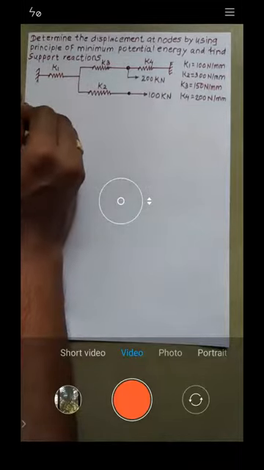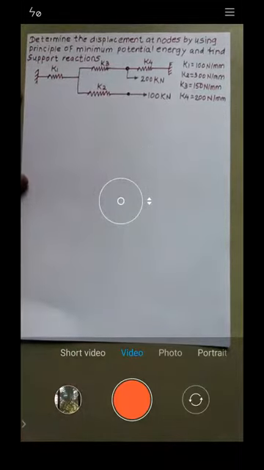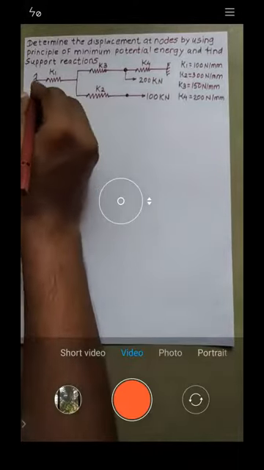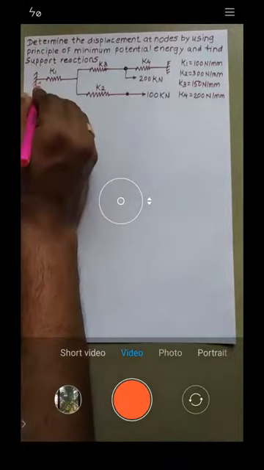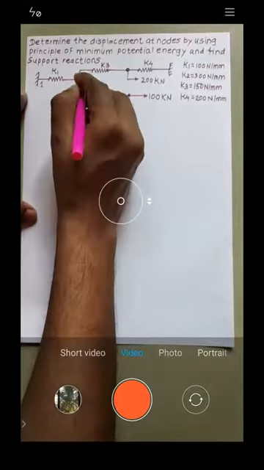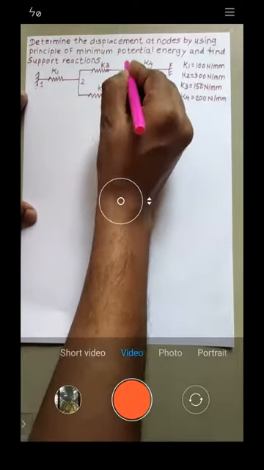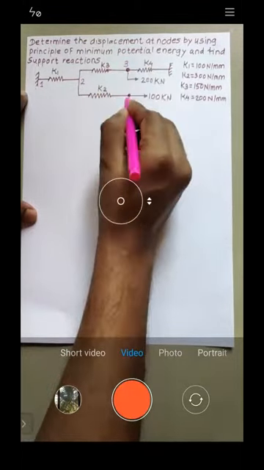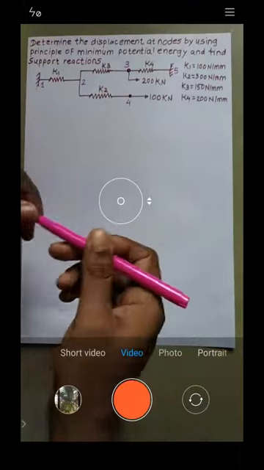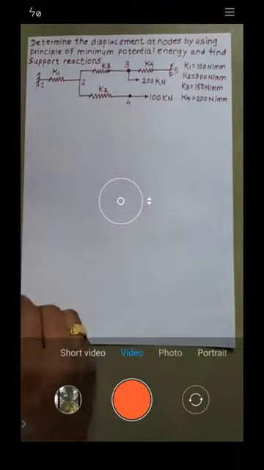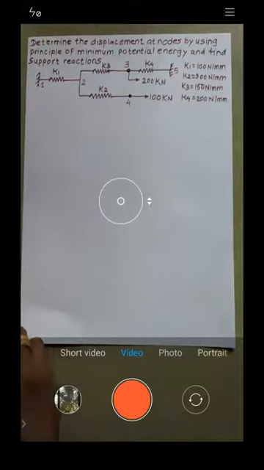What we need to do here is just assign the nodes. So here I will call this node as node number 1, this as node number 2, this as node number 3, this as node number 4, and this as node number 5. Is it okay? You only need to number the nodes. This is only expected. Is it okay with this one?